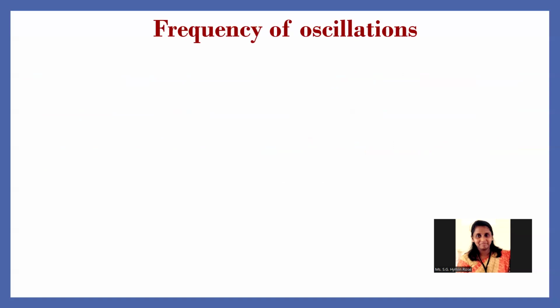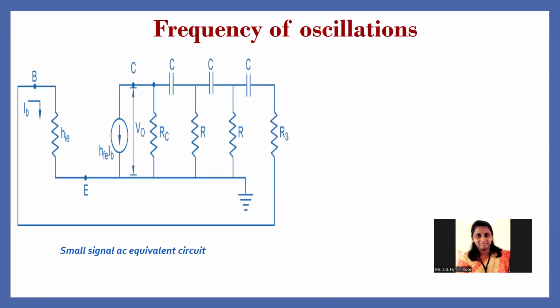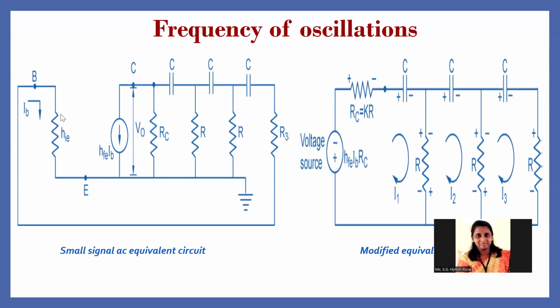Now we need to calculate the frequency of oscillation for this RC phase shift oscillator. Consider the circuit ignoring R1, R2, and draw the small signal AC equivalent circuit. On the base side you have HIE, which is added with R3. So it will have the current source HFE IB, and HIE, RC, R. We consider HIE plus R3 as the total value of R.